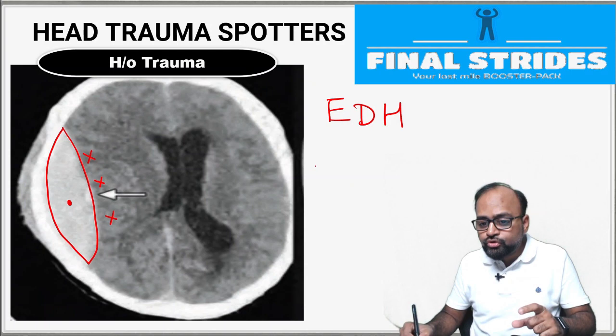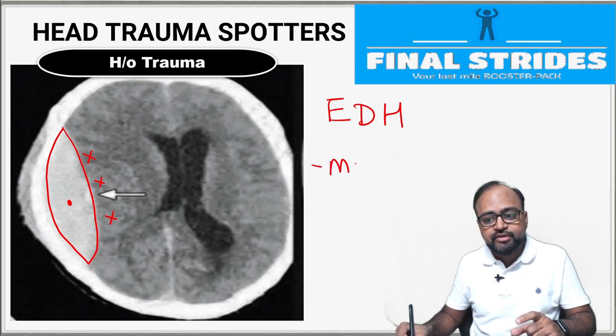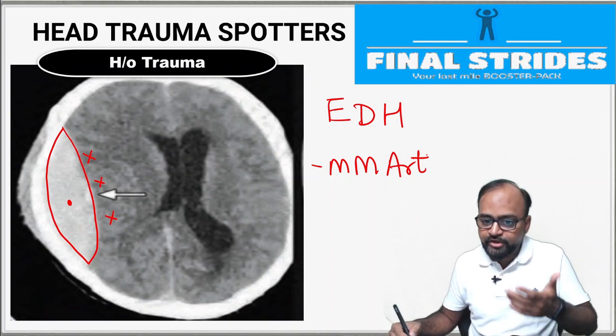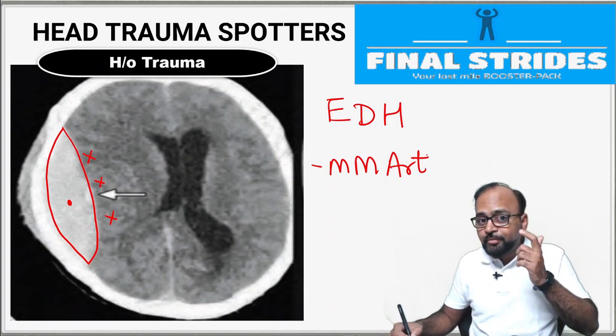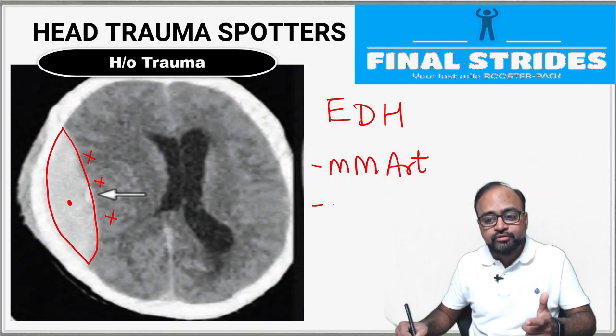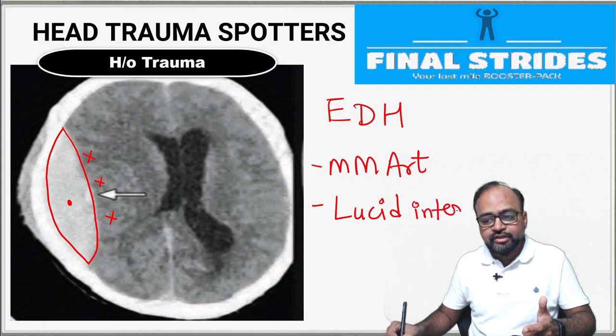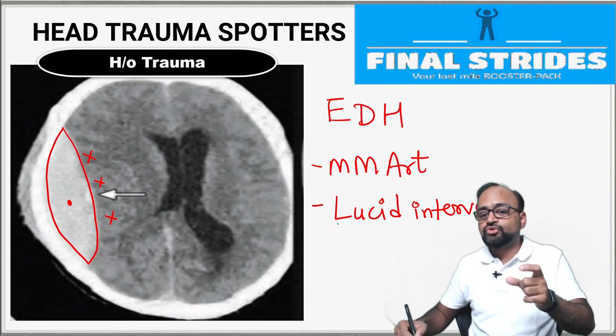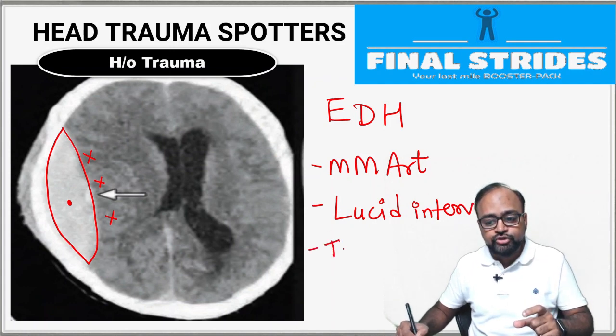What is the source of hemorrhage in EDH? Remember, it is a middle meningeal artery that is bleeding. This is a middle meningeal artery radicle which is bleeding. So that is the source of hemorrhage. Remember that EDH is also associated with a peculiar history, and that is called as what? That is called as lucid interval. So it is associated with lucid interval. Along with that, it is also associated with a clinical phenomenon which is called as talk and die syndrome.